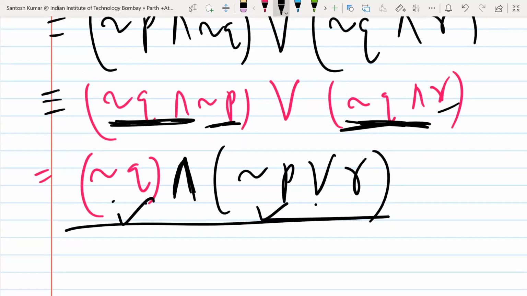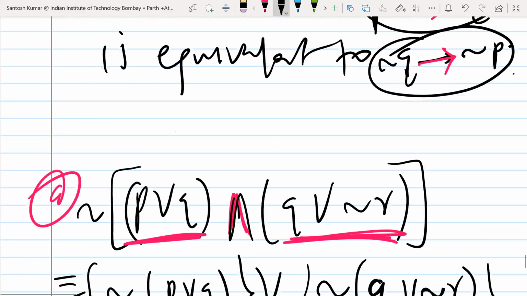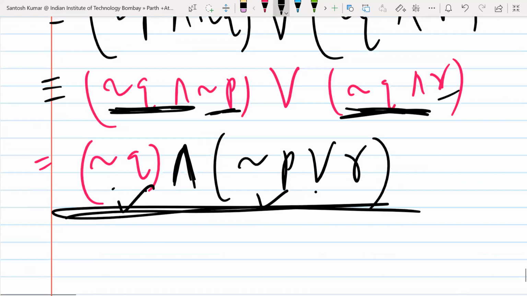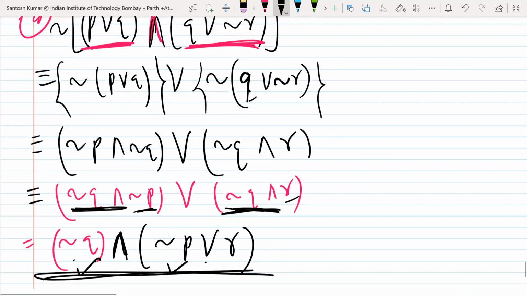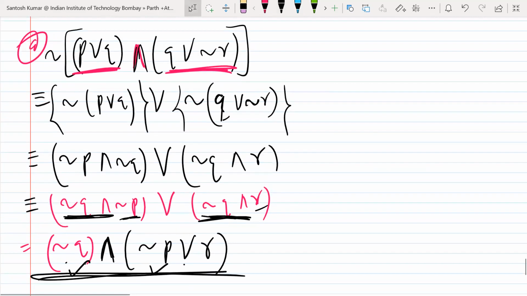So this is the answer. You can stop here if you want, or you can do further if you want. You wanted to find the negation only, okay? So negation of this, at last you get not Q and not P or R.